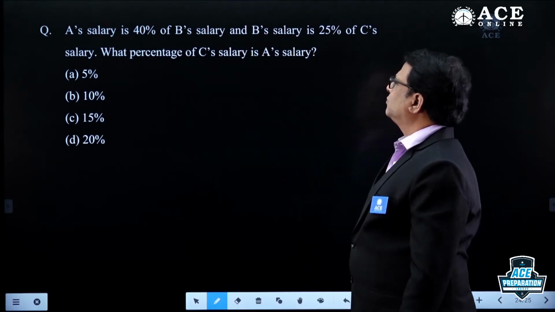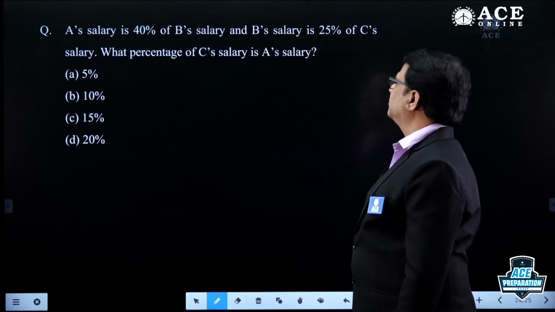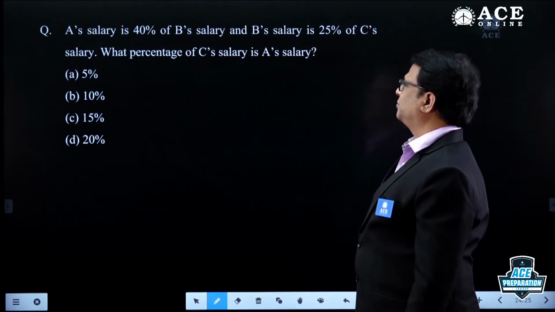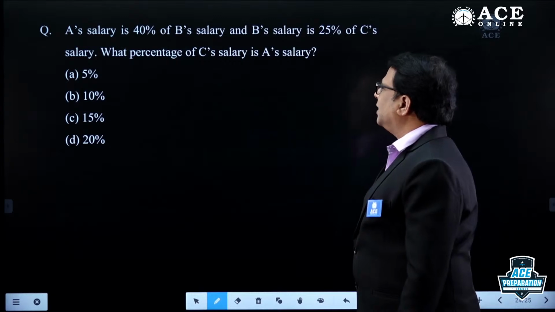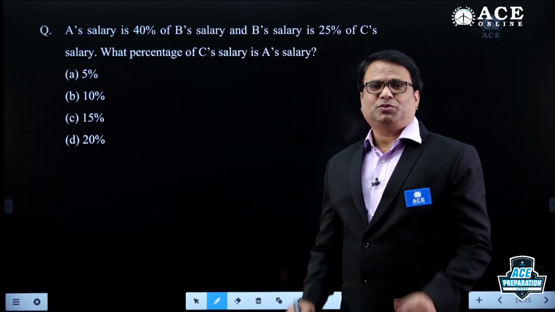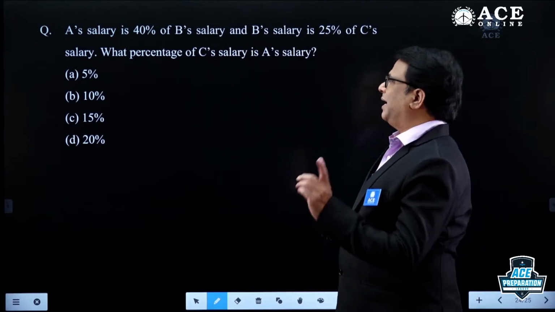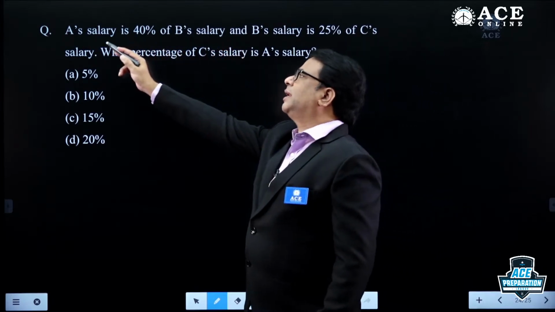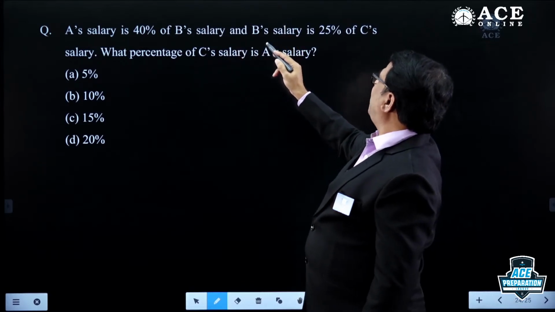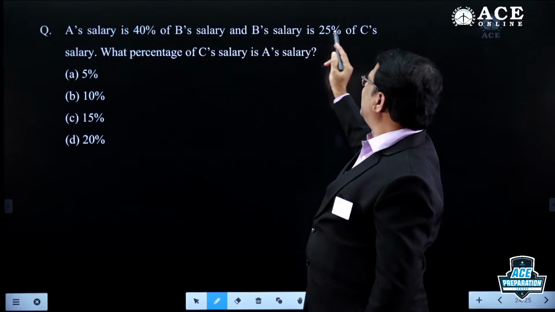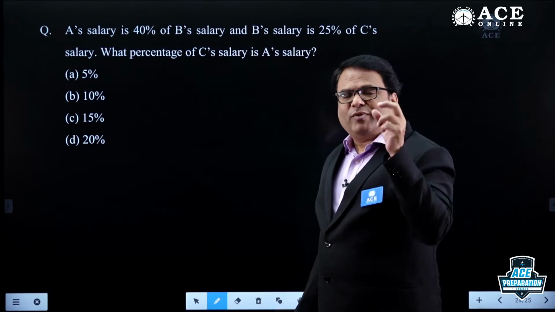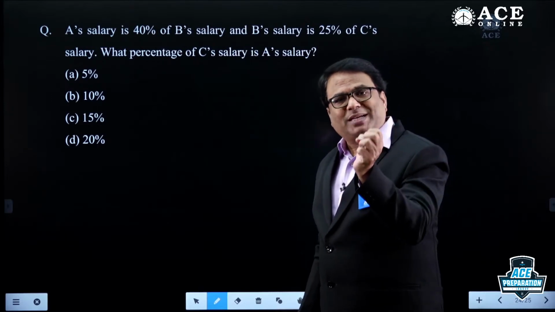A's salary is 40% of B's salary, and B's salary is 25% of C's salary. What percentage of C's salary is A's salary? So once again, everything is given in terms of percentage. So we have to go by assumptions. Now A's salary depends on B's salary because it's clearly given A's salary is 40% of B's salary. And B's salary depends on C's salary because it's given B's salary is 25% of C's salary. So A depends on B and B depends on C. So we have to start this problem by assuming C's salary.